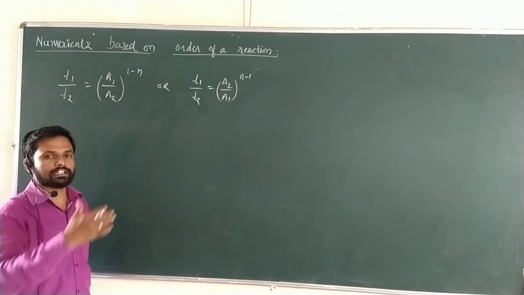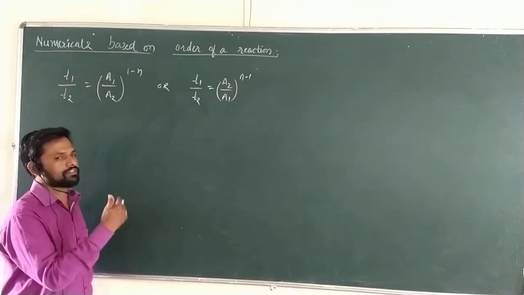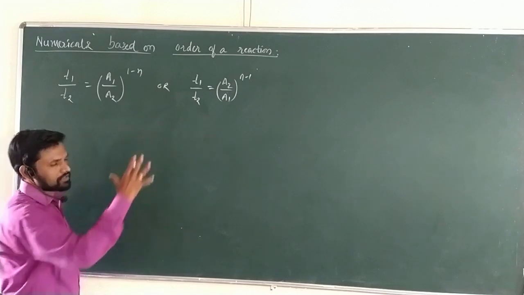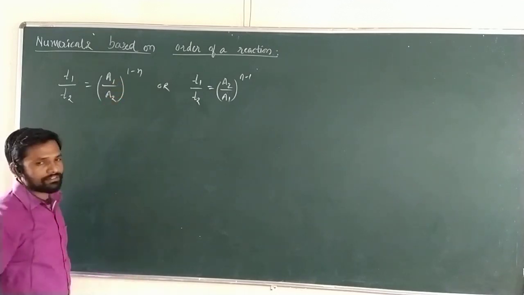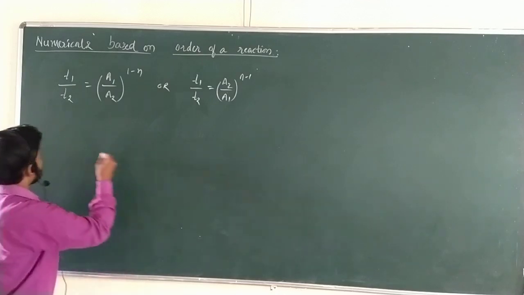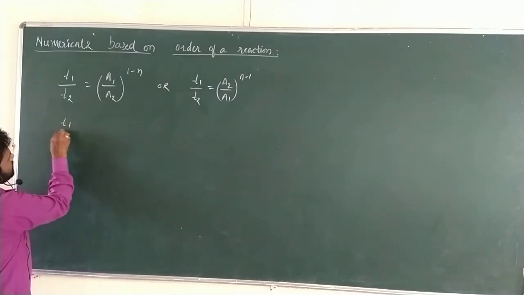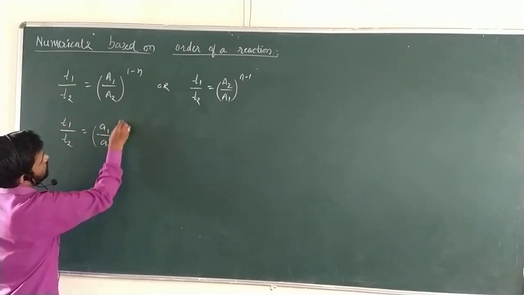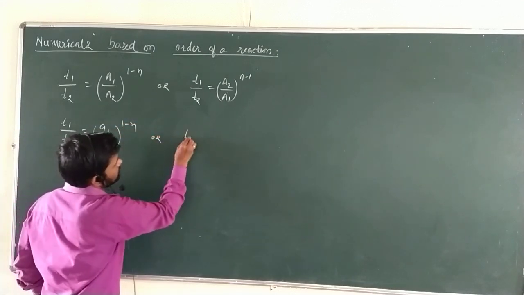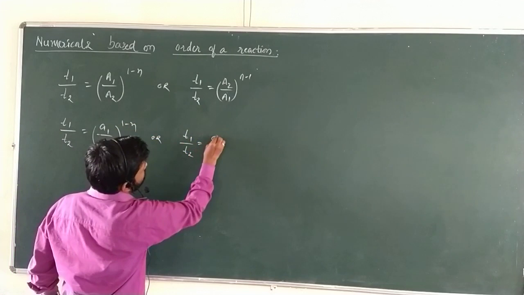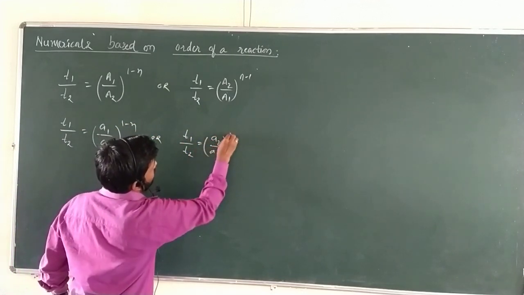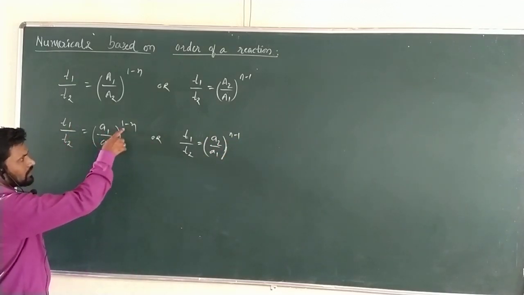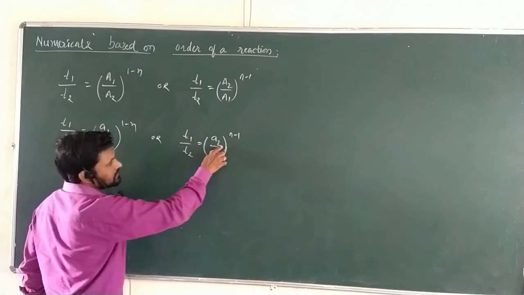If a certain reaction is carried out with different initial concentrations and different half-life periods, in a problem 2 different times and 2 different initial concentrations are given. What are A1 and A2? These are nothing but the initial concentrations. For our convenience, T1 upon T2 equals A1 upon A2 to the power 1 minus n, or T1 upon T2 equals A2 upon A1 to the power n minus 1. Both are the same. What is the change? When A1 upon A2 is there, you write 1 minus n. When A2 upon A1 is there, you write n minus 1.